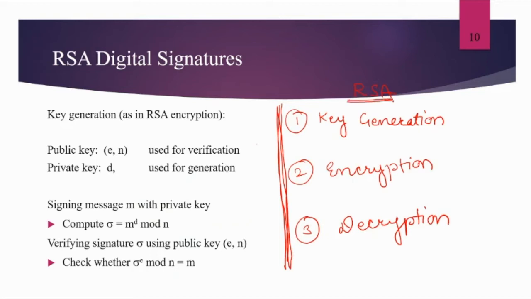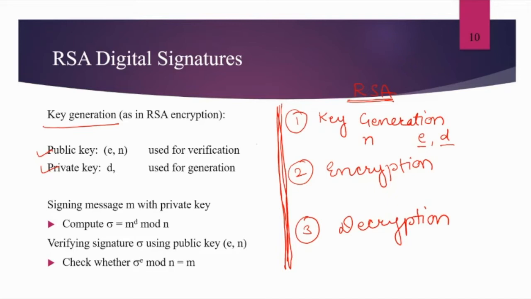Now, in digital signatures, we will follow the same steps with a slight change in the name and a slight change in the expressions. So let's see what that is. Key generation is exactly the same. There also we pick a large number n and then generate E and D. D will become our private key and E comma N will become our public key. Same will happen here as well.